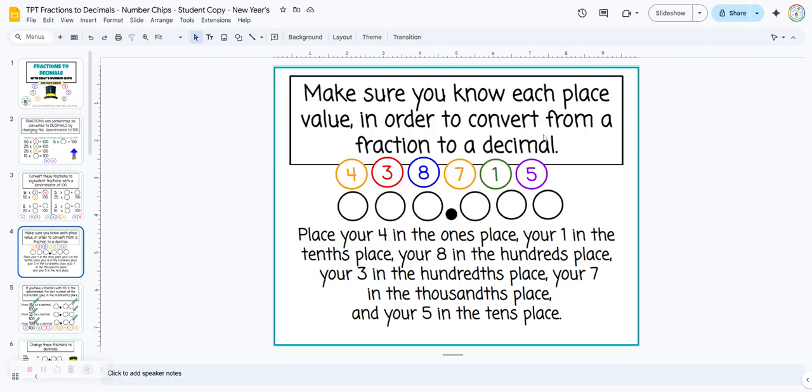The next slide is a review of place value. They also need to know the place value of each of these numbers. So they're going to just read the directions. Here it says place your 4 in the ones place. So again, they click and hold on the edge. Your 8 in the hundreds place. 3 in the hundredths place, and so on.